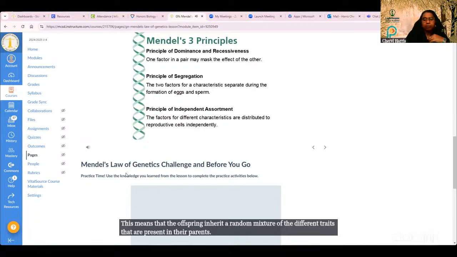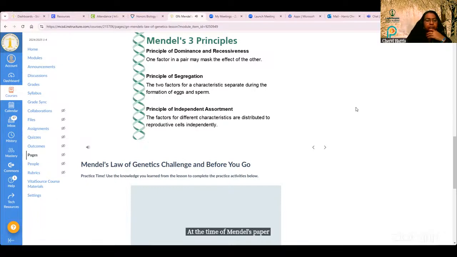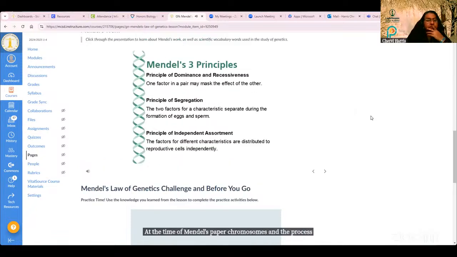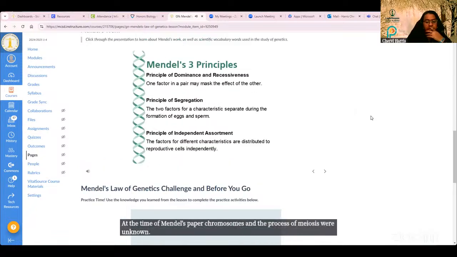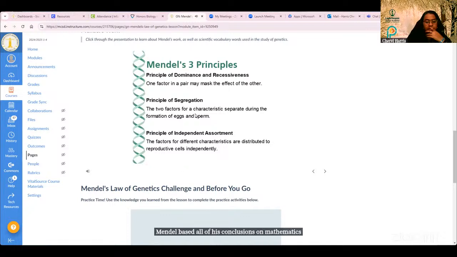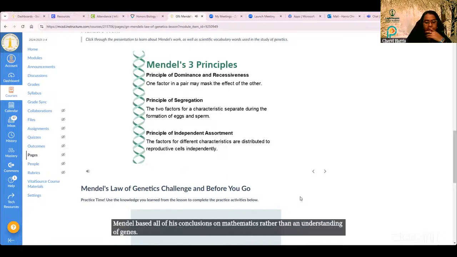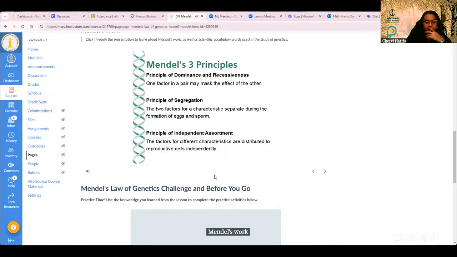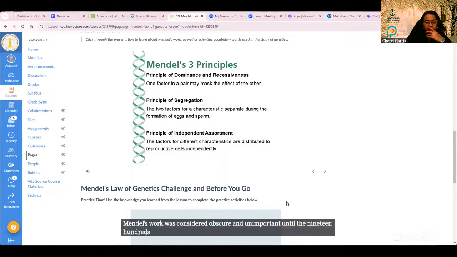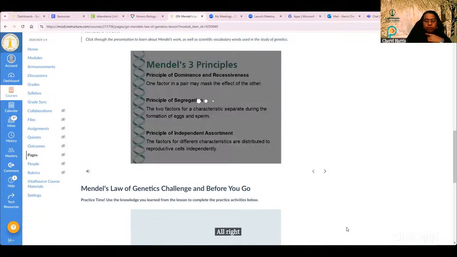At the time of Mendel's paper, chromosomes and the process of meiosis were unknown. Mendel based all of his conclusions on mathematics rather than an understanding of genes. Mendel's work was considered obscure and unimportant until the 1900s, when it was rediscovered and made important connections with the chromosome theory. All right, so we are talking about chromosome theory as well.